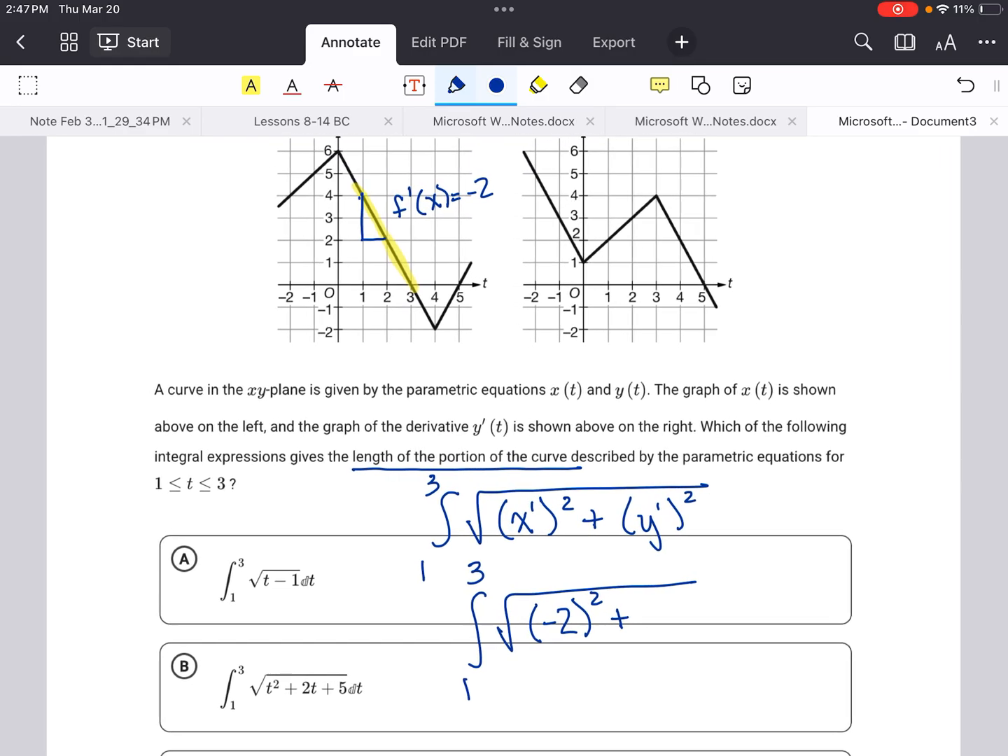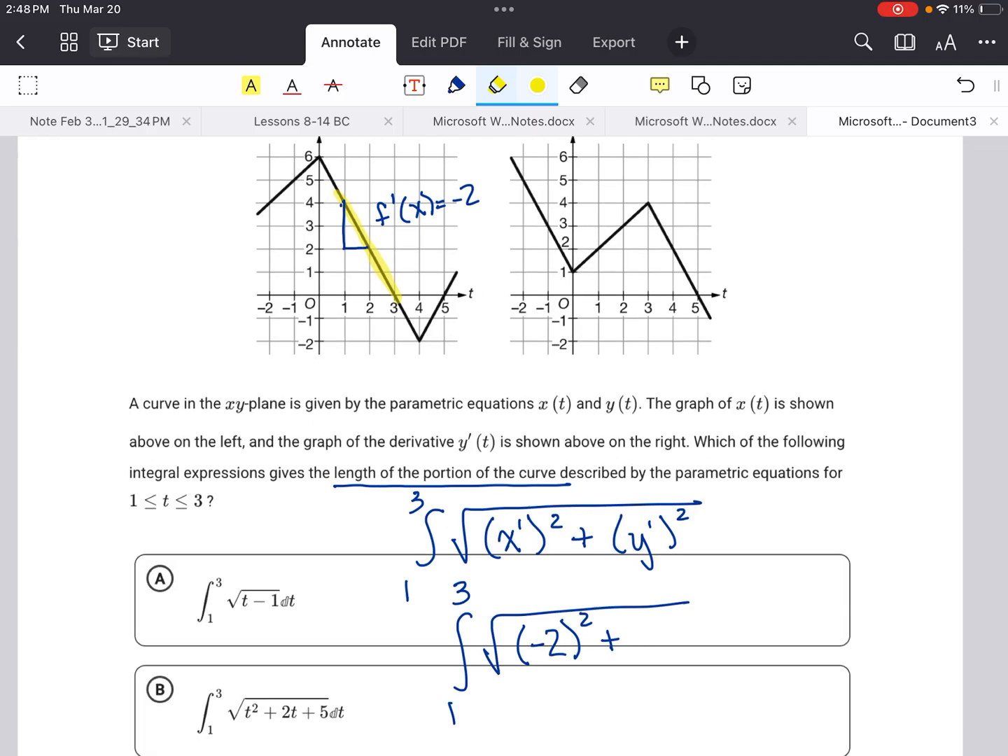I need to know the slope. If I needed to know the slope at 1, it's 2. You want me to know the slope at 2? I can tell you the slope at 3. Well, there's a corner there, so that might have some weird stuff happening. But you ask me the slope at those individual points, and I can tell you, but I need the slope between those points. So how am I going to get the slope for that whole section?